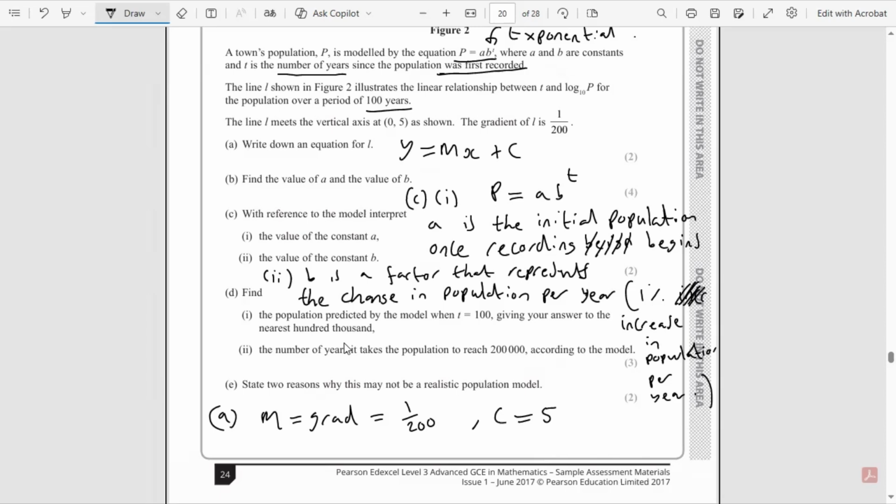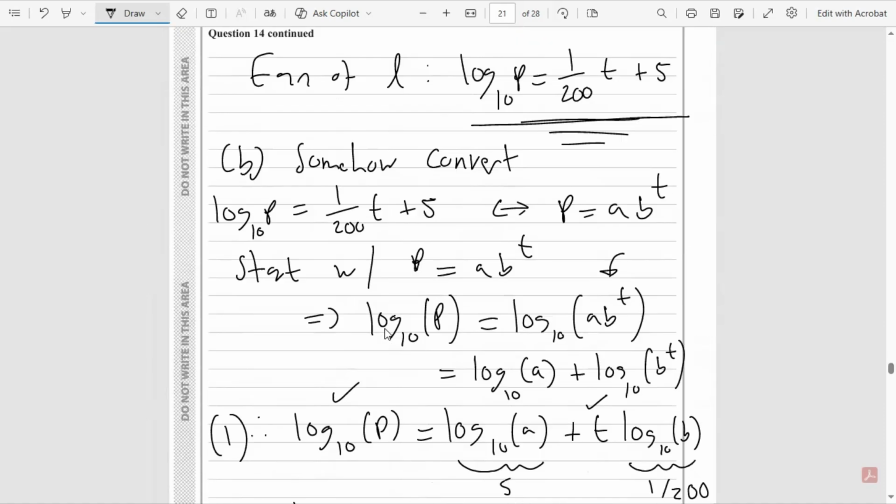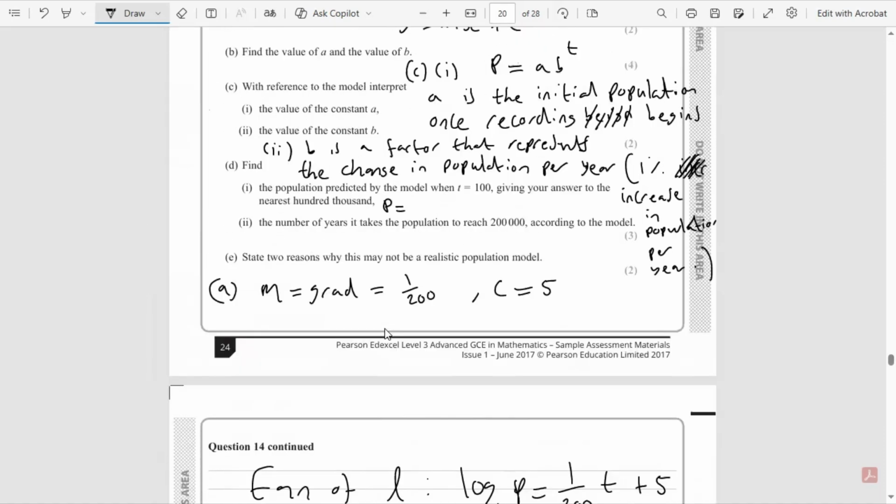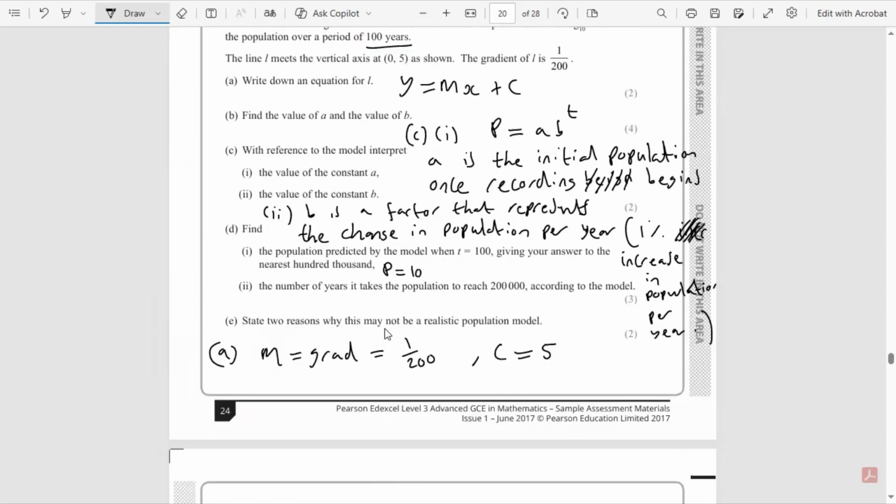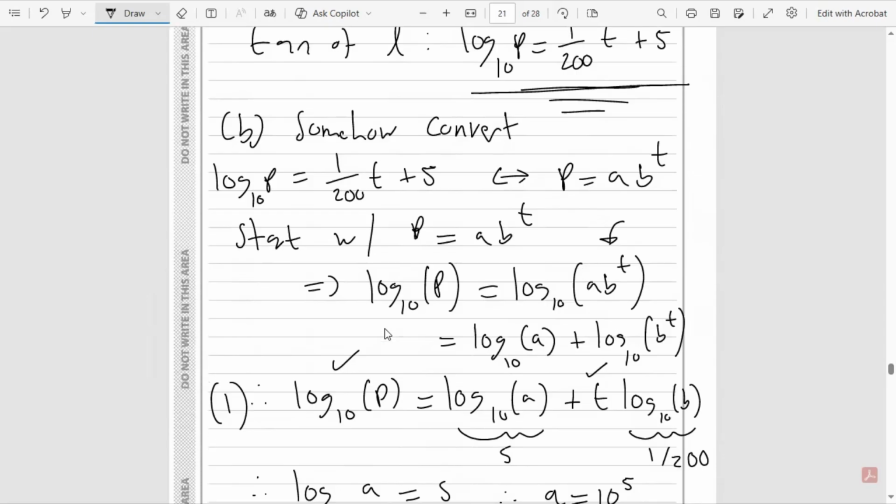Now with part D, find the population predicted by the model when T is 100, giving your answer to the nearest 1000. Okay, I'm going to try my best and fit this in here. So the population when T is 100, we know from our formula that A was 100,000, as we found down there. So the population will be A, 100,000, multiplied by this value of 10 to the power of 1 over 200.